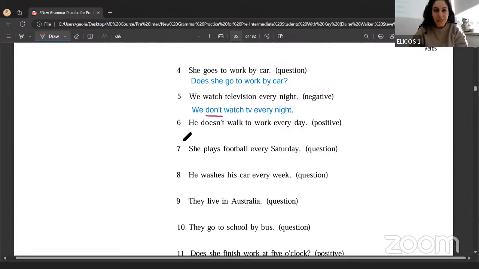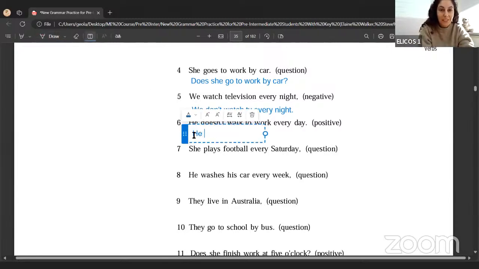Okay, we're going to go to German, number 3. You have to make it a positive. So we can see it's a negative. He doesn't walk to work every day. Perfect. He walks with the S because we know he, she, it. We add an S. He walks to work every day.